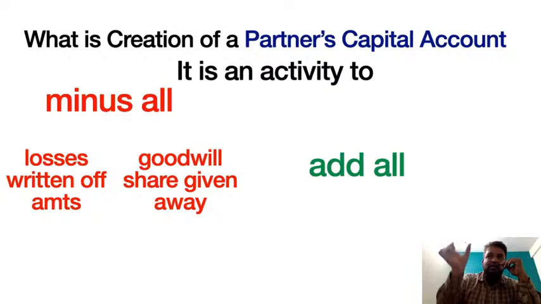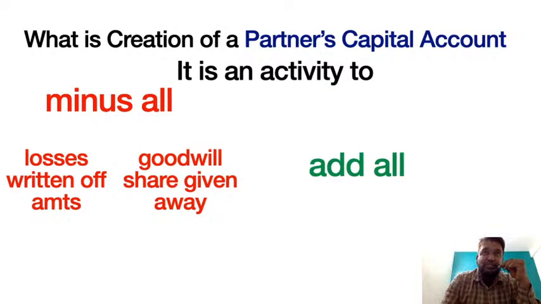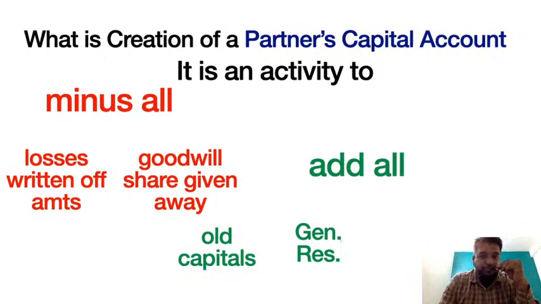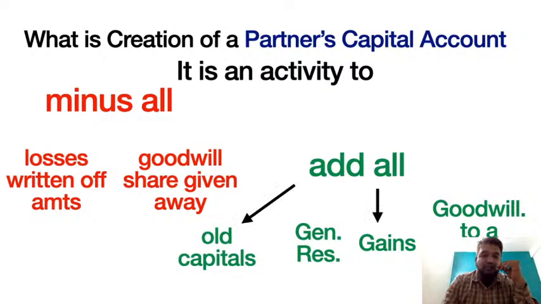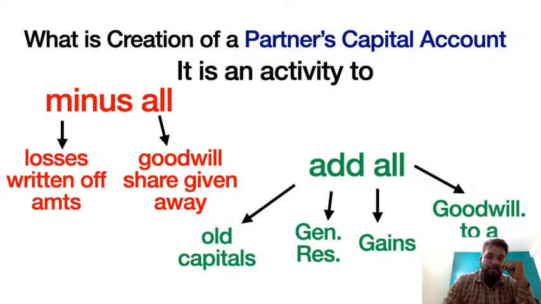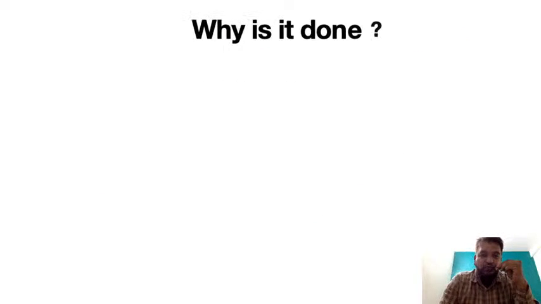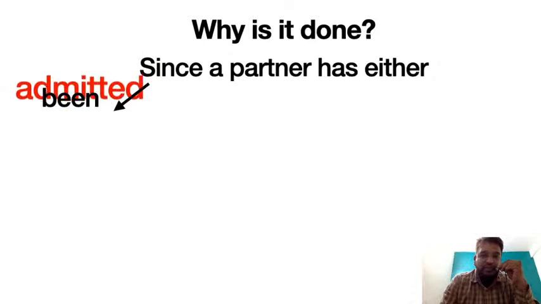So their accounts will get debited. We're going to minus it, and any profits such as general reserve or revaluation profit, all those things will be added to them. So in a partner's capital, you write the old capitals, then you write the general reserve. Any gains you've made, you'll add them back, and goodwill will be written to the leaving partner, because he will be getting a share as goodwill, because he has served the company for so long. So it will be added into his.